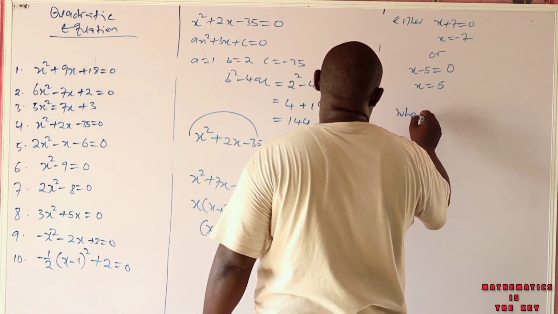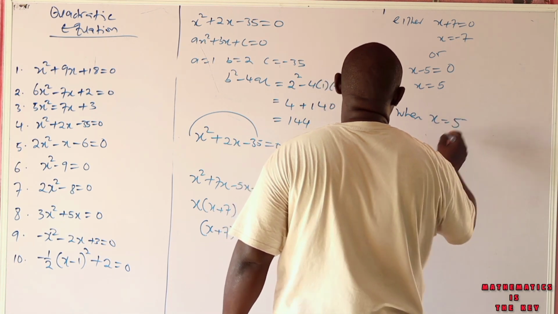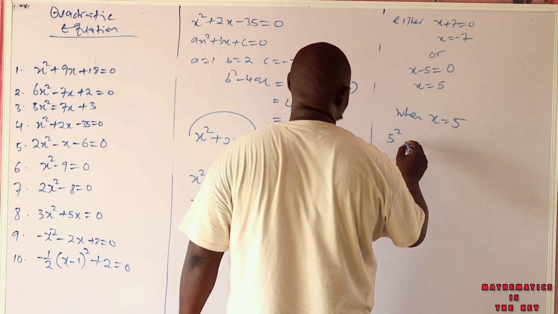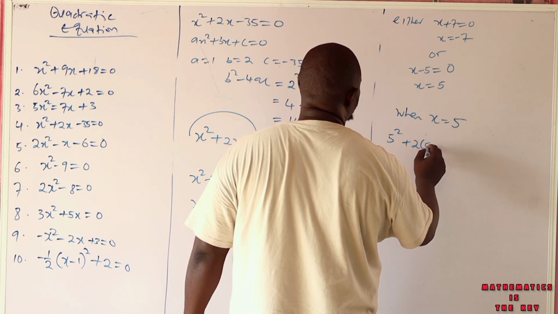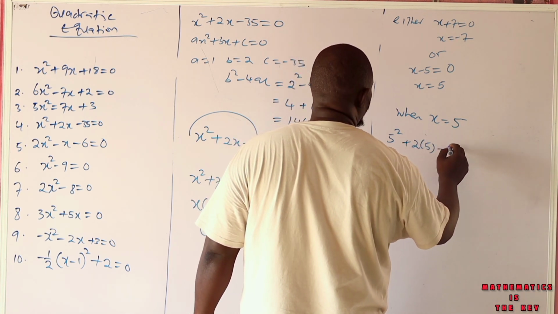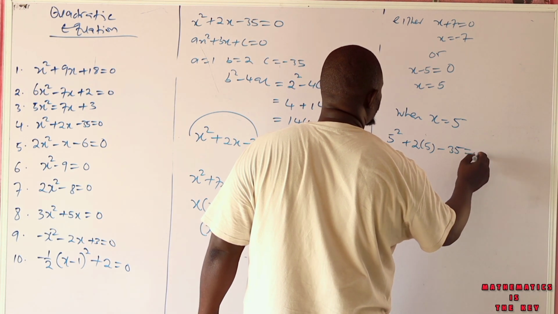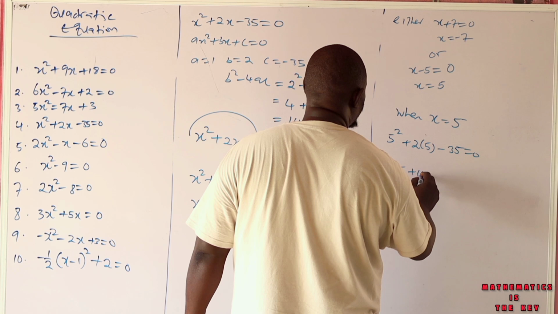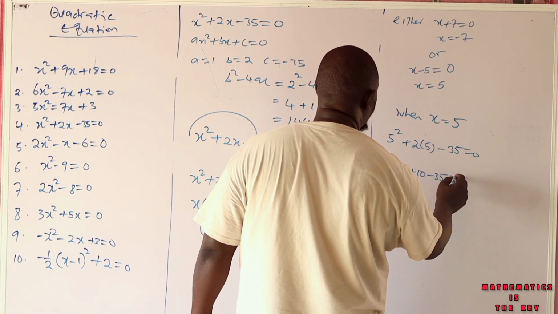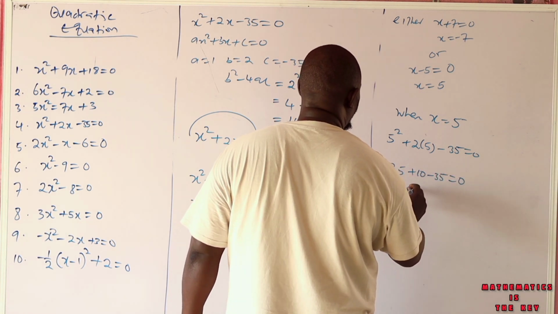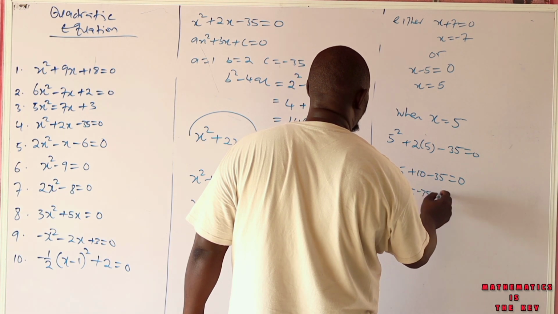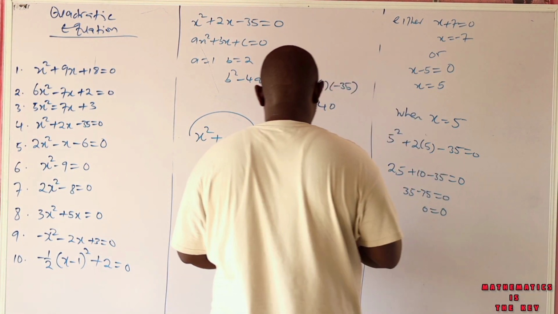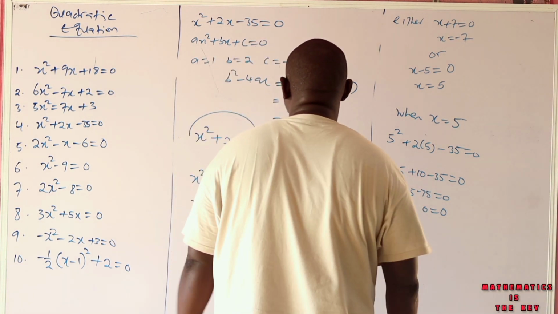Let's check this one and see. When x is equal to 5, what do we have in the main equation? We'll have 5 squared plus 2 into bracket 5 minus 35 is equal to 0. 5 squared is 25, 2 by 5 is 10, minus 35 is equal to 0. We have 35 minus 35 is equal to 0. 0 is equal to 0. This is indeed the solution to the equation.